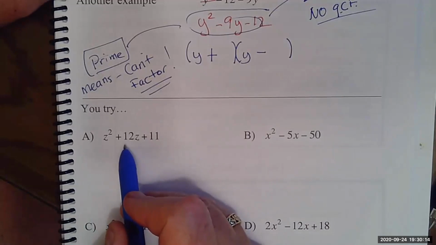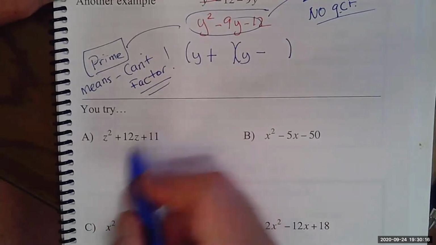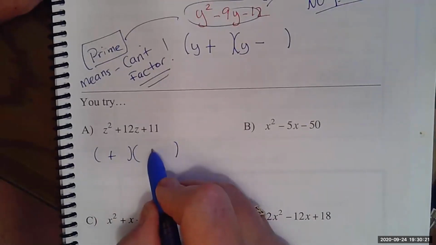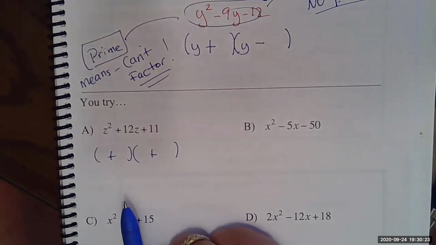All right, this one here. Okay, is there a GCF? No. Okay, trial and error? Maybe. Okay, put a plus plus here. Where'd you get the plus plus? In the cheat sheet. Check it out. It's in the cheat sheet.